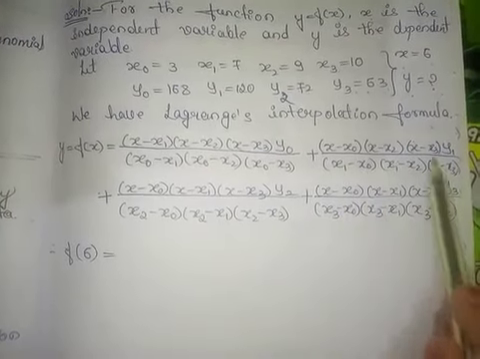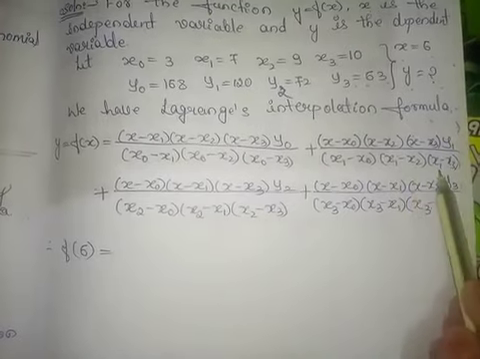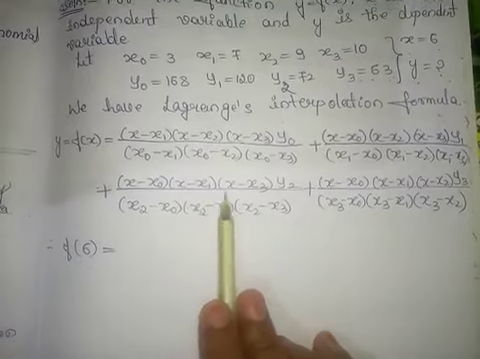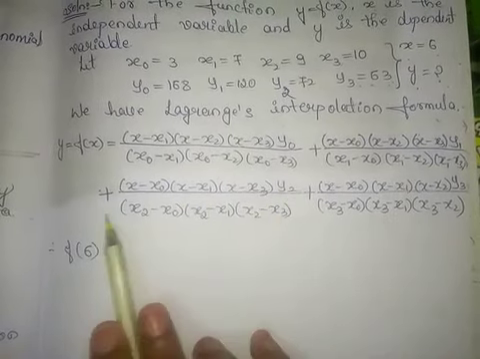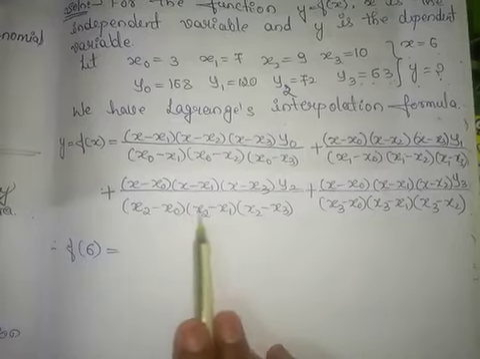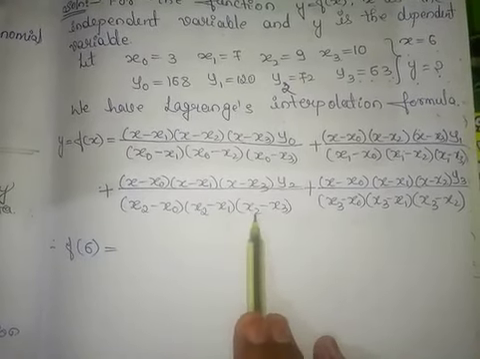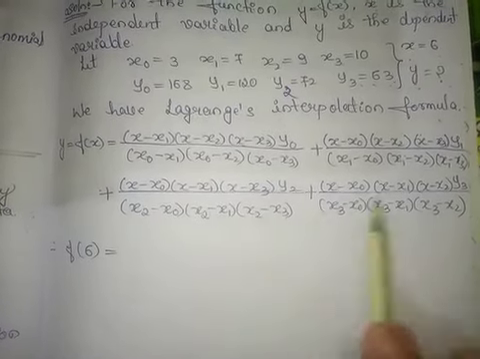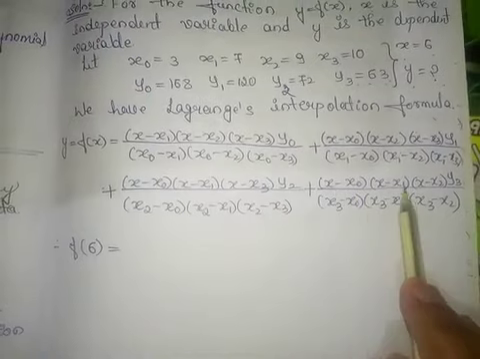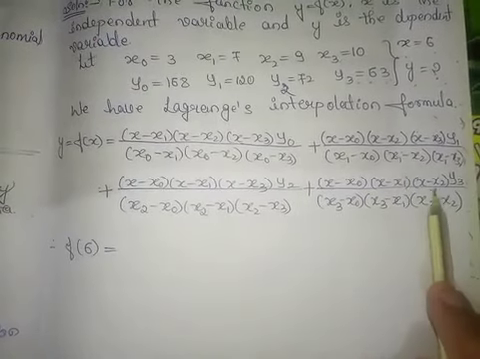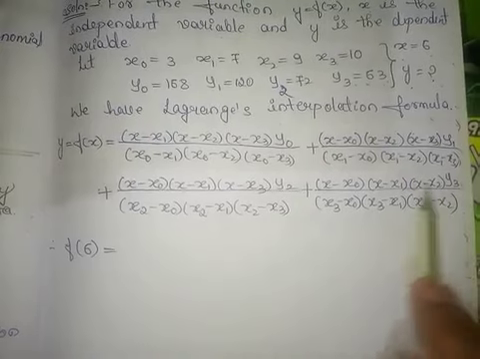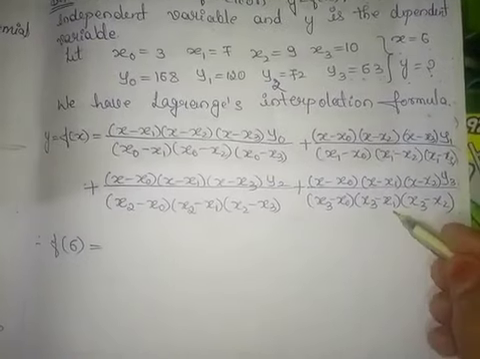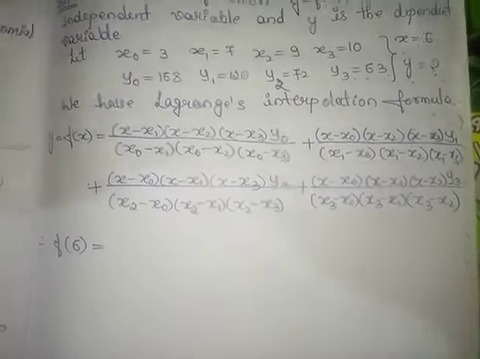[(x1 − x0)(x1 − x2)(x1 − x3)] + (x − x0)(x − x1)(x − x3) × y2 / [(x2 − x0)(x2 − x1)(x2 − x3)] + (x − x0)(x − x1)(x − x2) × y3 / [(x3 − x0)(x3 − x1)(x3 − x2)].